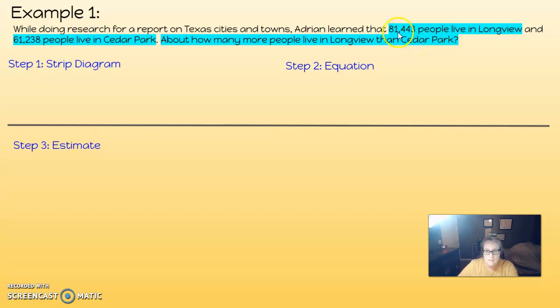So now I have to think about what is my strip diagram going to look like? Well, this is a special kind of strip diagram because it's a comparing problem. I'm comparing Longview to Cedar Park. And I want to know how many more people live in Longview than Cedar Park.